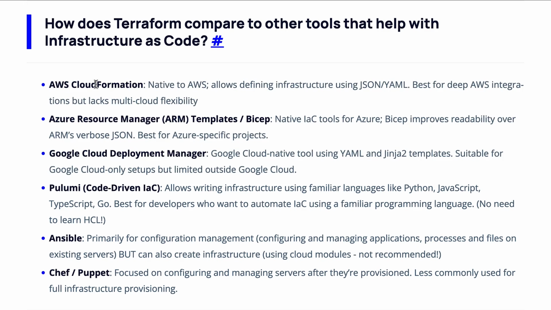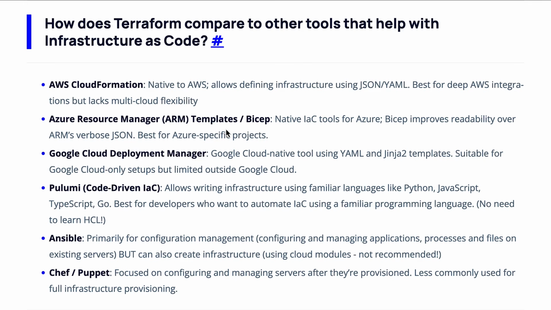So AWS CloudFormation, for example, is native to AWS. It allows defining infrastructure using JSON or YAML. You can define your AWS resources in JSON templates or YAML templates, and you can use it to provision AWS infrastructure. It's great for deep AWS integrations, but lacks multi-cloud flexibility.